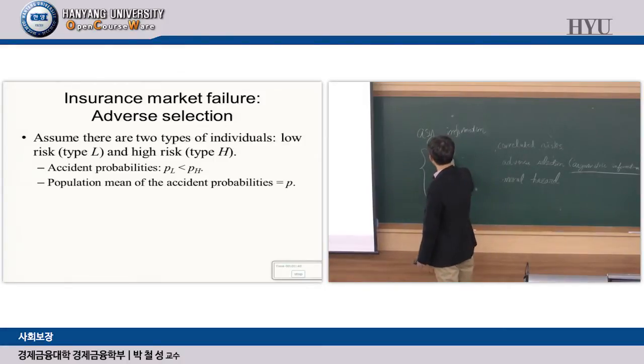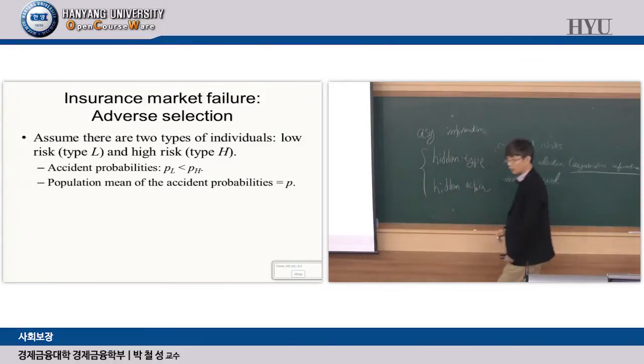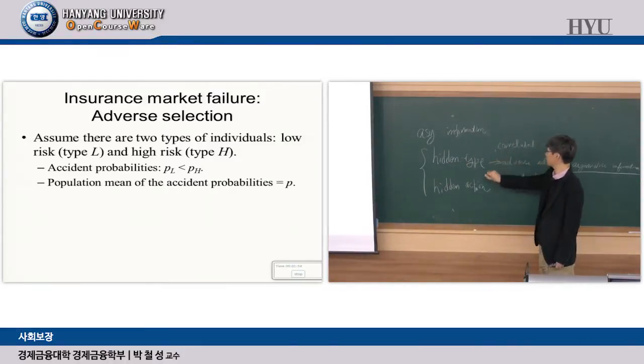One is often called hidden type. Second, we call it hidden action. Okay, and hidden type is actually adverse selection. Hidden action is the moral hazard. Hidden type simply means that one party knows his or her own type, and the other party doesn't know it.